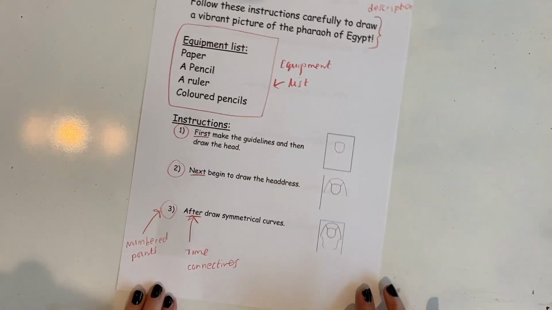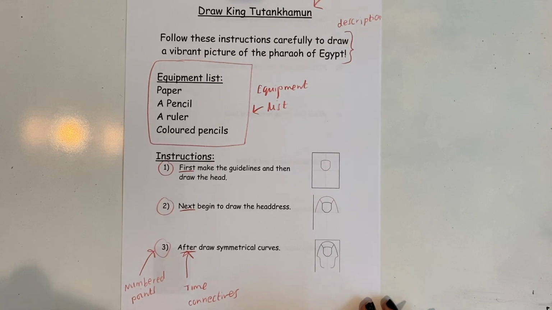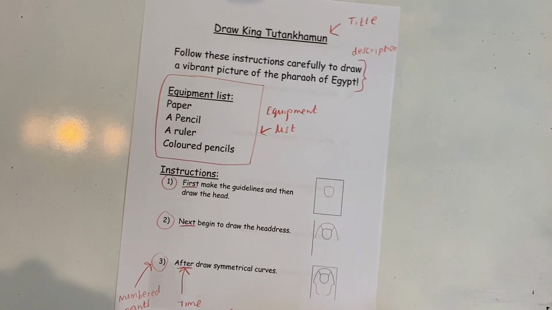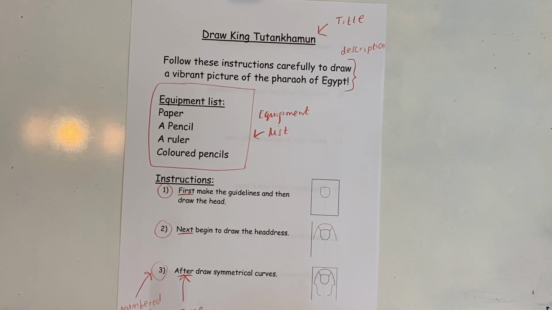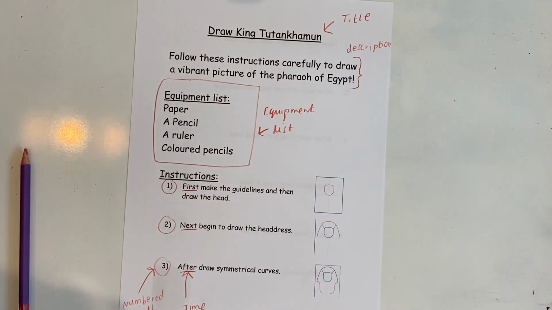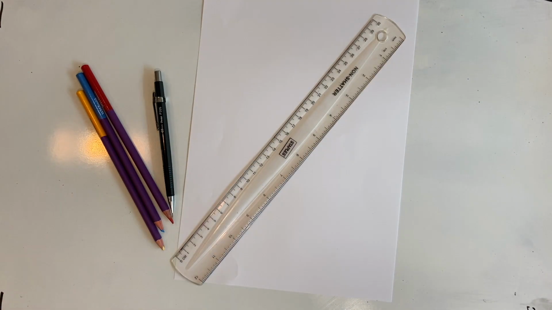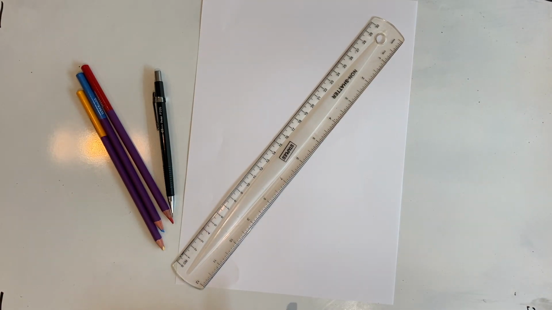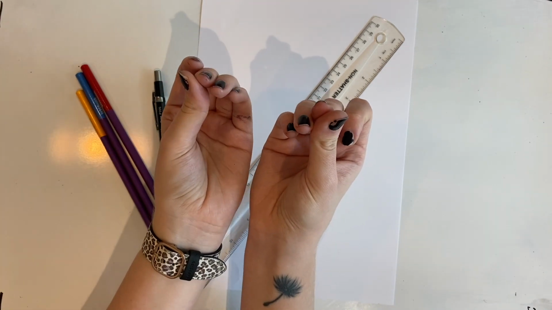Now for some fun. We're going to follow these instructions now to see if we can draw King Tutankhamun. So if you'd like to do it along with me, feel free to pause the video whenever you need to, and hopefully our drawings are going to turn out great. Good luck! On our equipment list, we need some paper, a pencil, some colouring pencils and a ruler. Make sure you have the equipment and then we're ready to begin.